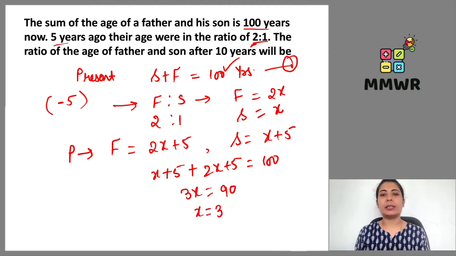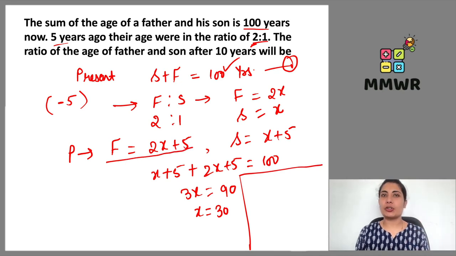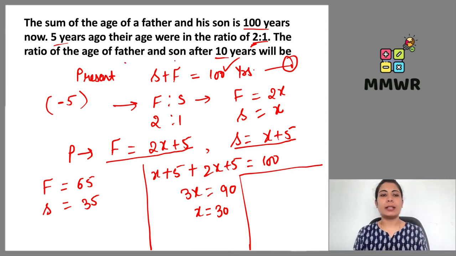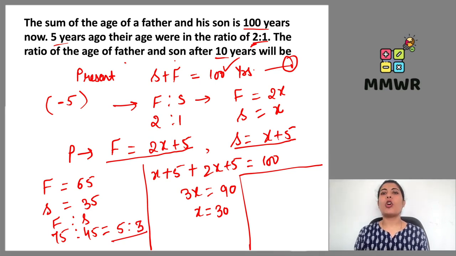So the value of x will be 30. As soon as I get the value of x, I can substitute it in the present age of father and son, which gives me father's present age, 2 multiplied by 30 plus 5, which is 65. And son's present age will be 35, right? After getting the present age, we have to get the ratio of father's age with son's age after 10 years. So 75 ratio 45, which we can simplify. 15 3s are 45, 15 5s are 75. So 5 ratio 3 will be the answer for this problem.